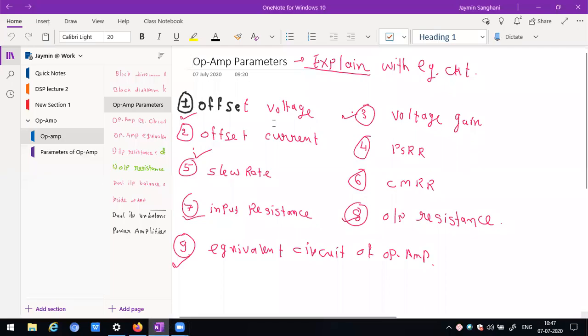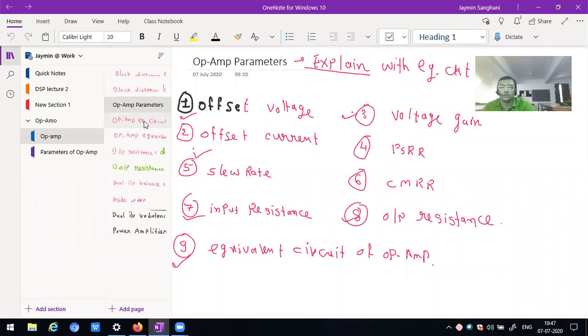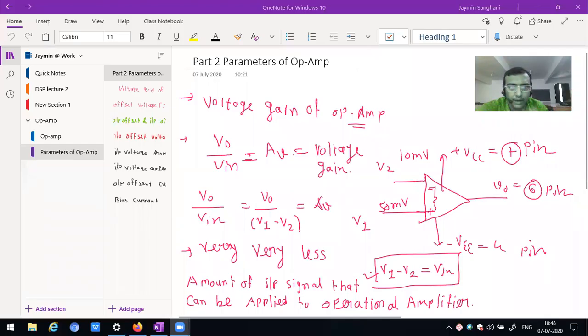So in this lecture we have discussed the parameters of the operational amplifier. This is part number 2 of the lecture. Voltage gain, offset current, offset voltage, and bias current, that we will be discussing in this lecture. Today we have discussed the parameters of the operational amplifier.